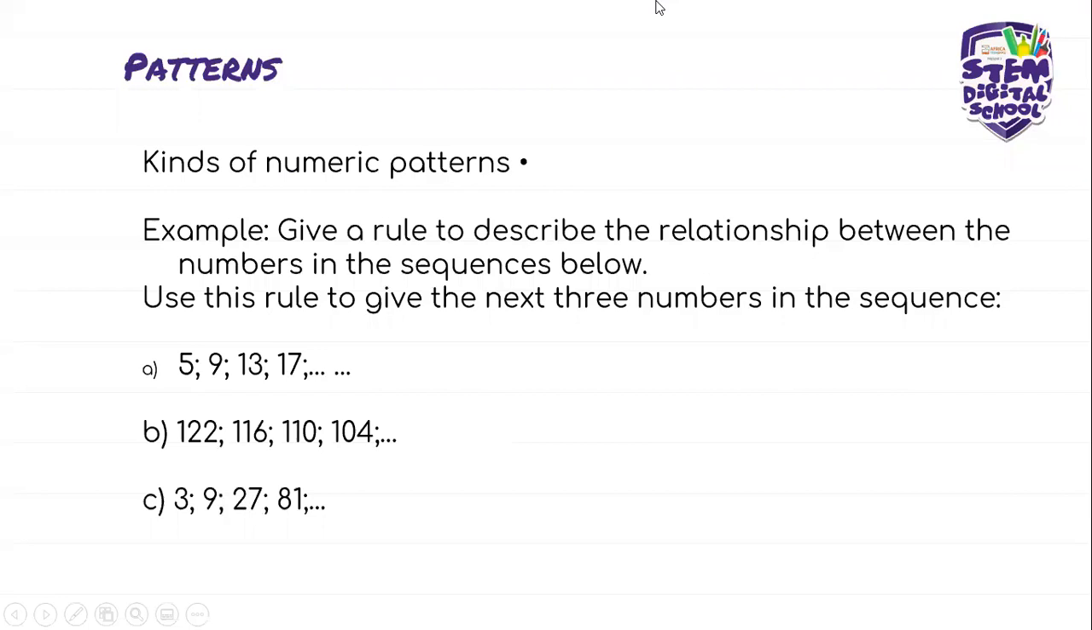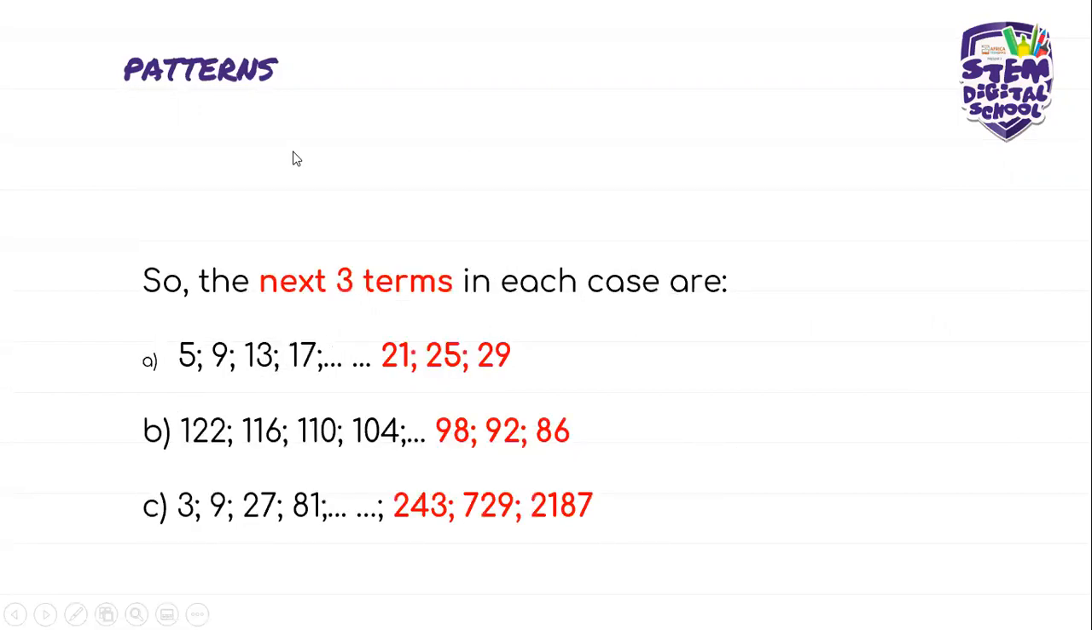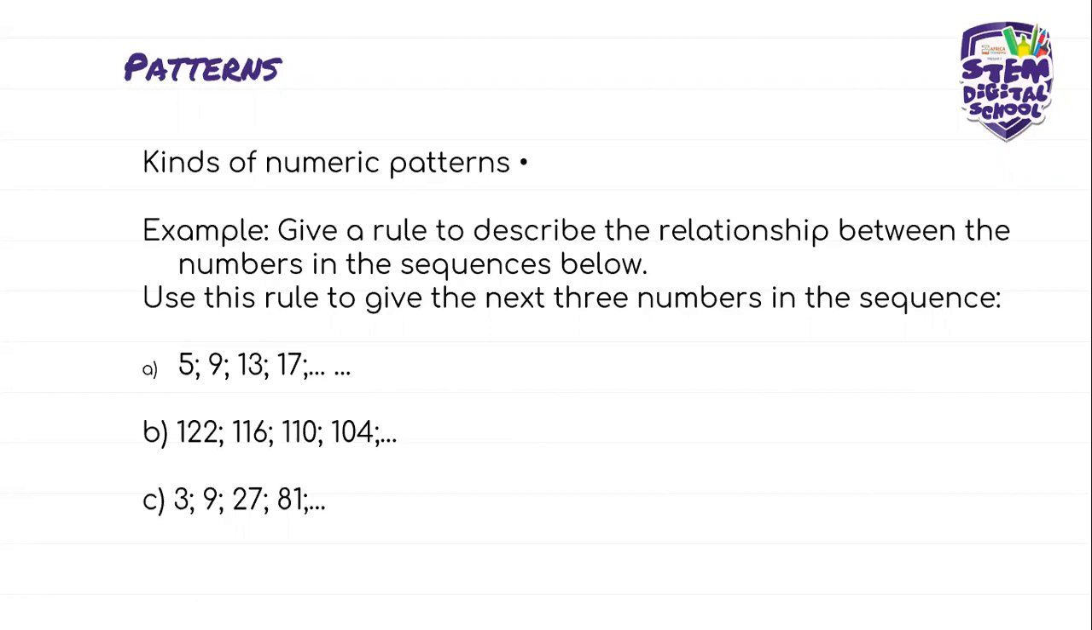So this is what we have. The first one there, as you can see, we have 5, 9, 13, and 17. What is important is that we need to find the rule. Let us find the rule first before we can even look at the next 3 terms. What is the rule? We have 5, 9, 13, and 17.